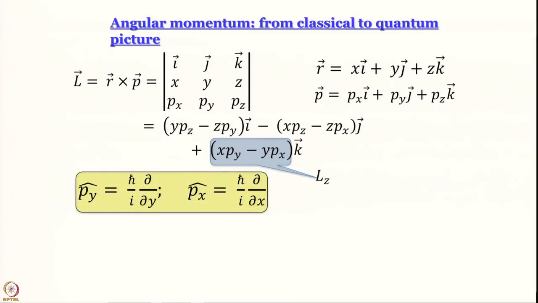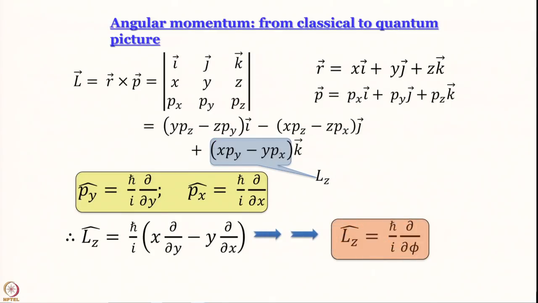This is L z. Similarly, one can work out that p y is equal to h cross by i del del y, p x is equal to h cross by i del del x. Very simple expressions, you can even remember them, but not required. But you will see, we hardly ever talk about p x and p y. We only talk about L square, the square of angular momentum, and we talk about the z component of angular momentum. Why? Please wait until the next time we meet for the answer. Okay. So, this is L z. Now, knowing what the operators for p x and p y are, we can work out L z as h cross by i times x del del y minus y del del x. This is the L z operator.